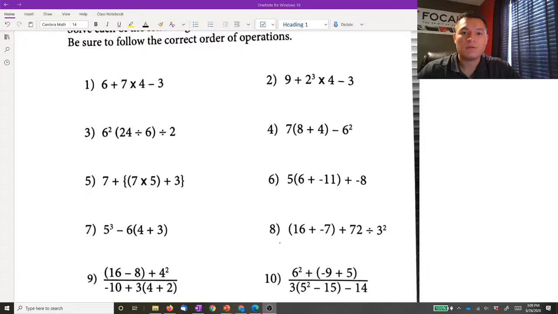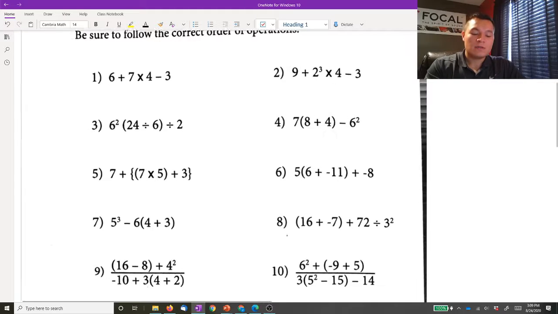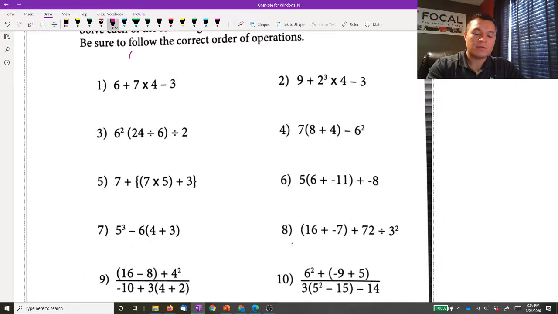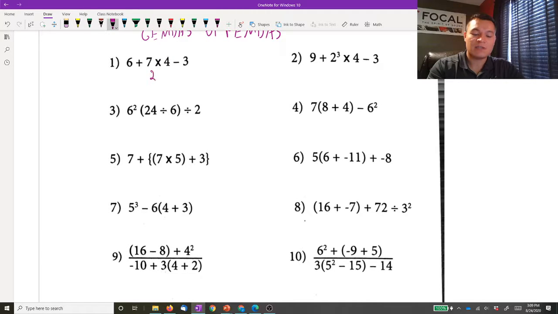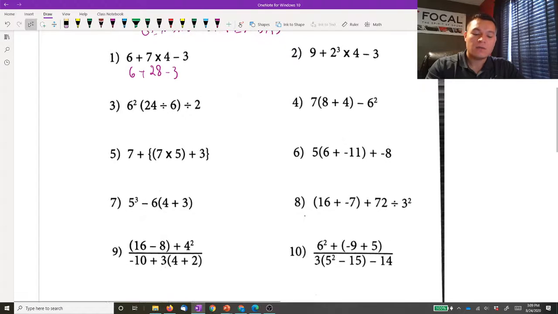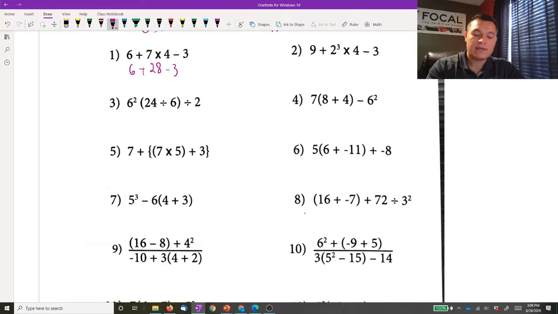We're going to go through the order of operations 10 question assignment that I gave you yesterday. Starting with number 1, we're doing the order of operations, which means we are doing GEMDAS or PEMDAS. If we're doing that, then we're going to do the multiplication first. So 7 times 4 makes 28. We're going to have a 6 plus and a 3 minusing. What's 6 minus 3? That is 3 plus 28 equals 31.